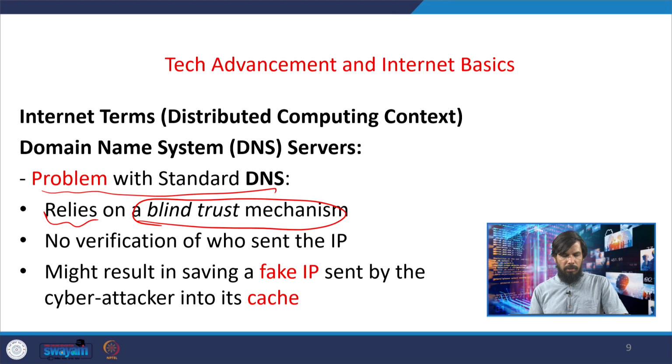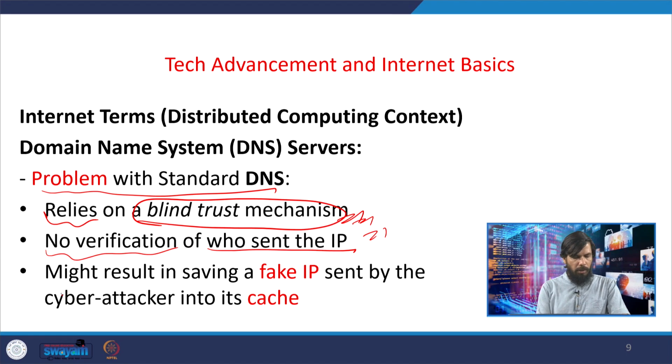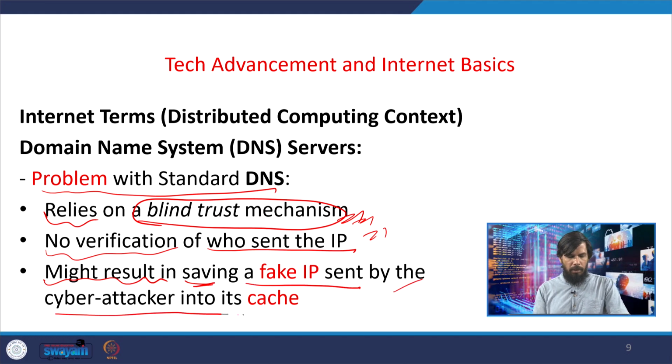So, this blind trust mechanism will create a problem for the DNS resolver, right. It does no verification of who sent the IP. So, who is actually sending the IP, that verification is not being done. So, that mapping and the querying and the whole multi-step journey is actually happening in a blind trust kind of format, right. So, what can happen is that a fake IP sent by a cyber attacker might get saved into its cache. Therefore, the DNS resolver might end up storing a fake IP, right.